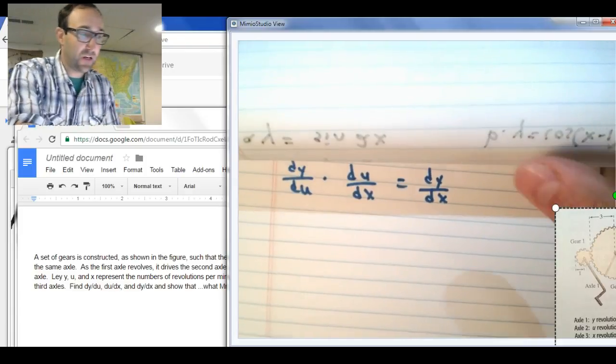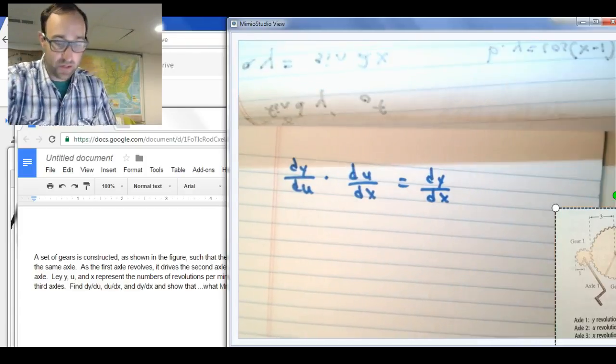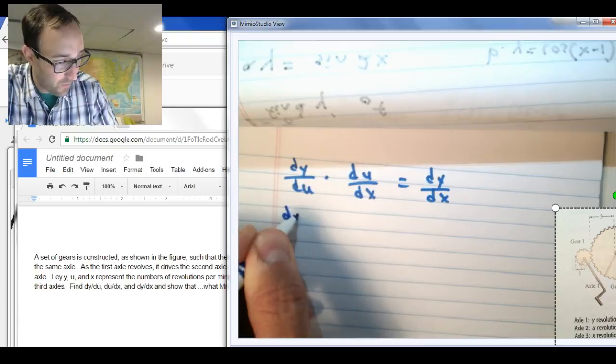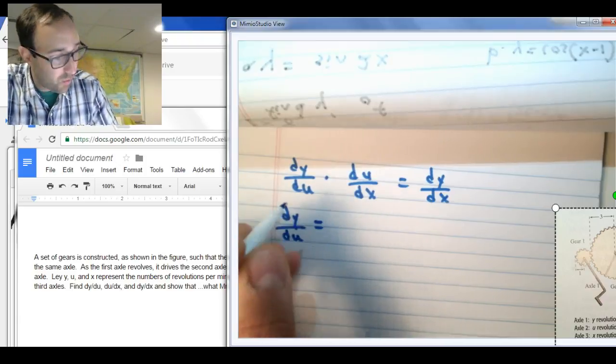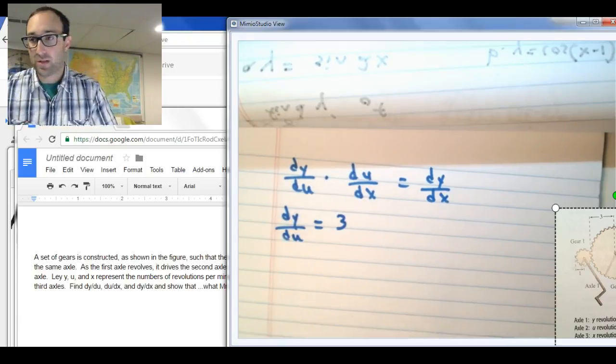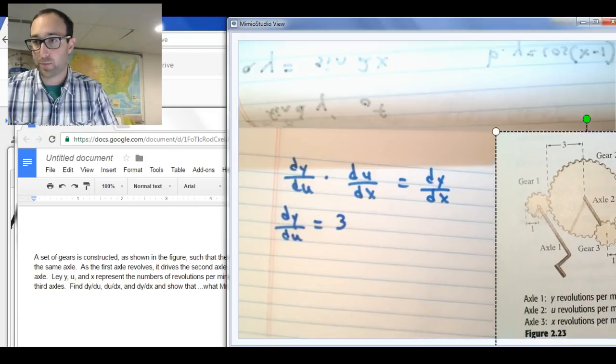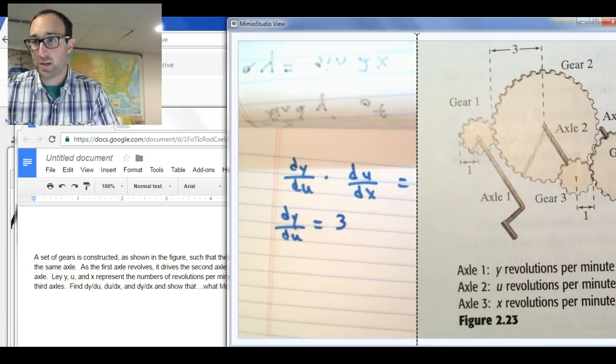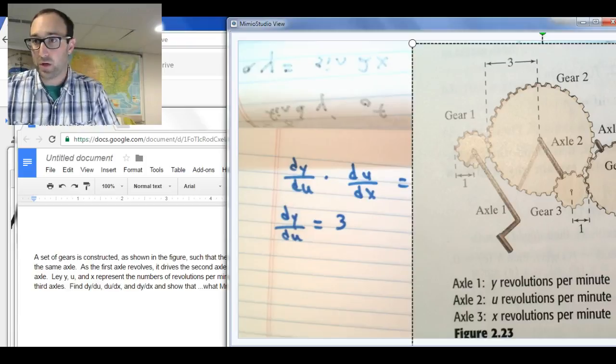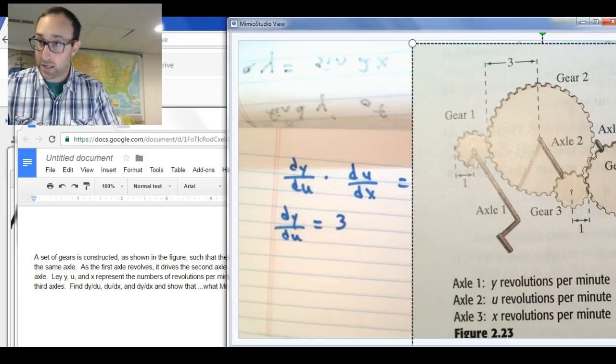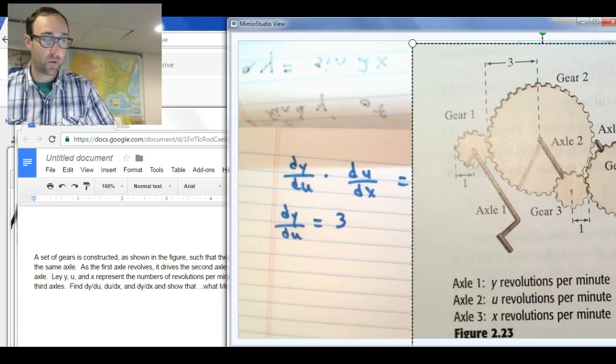Alright, so what we're going to say here is that dy over du is going to equal 3. Because that means when you look at this gear over here, this one has to go 3 times around for one of these. So gear 1 has to go 3 times around in order for gear 2 to go around once, and gear 2 and axle 2 to go around once.